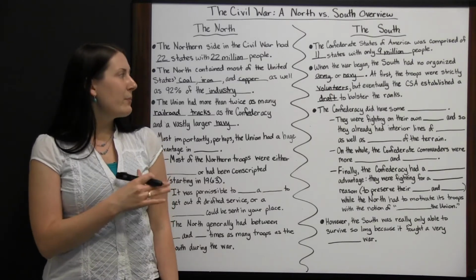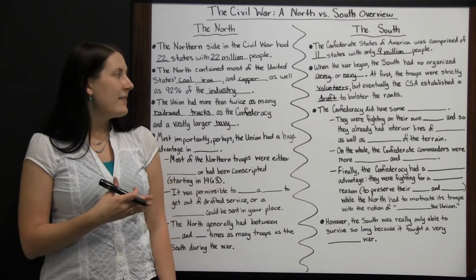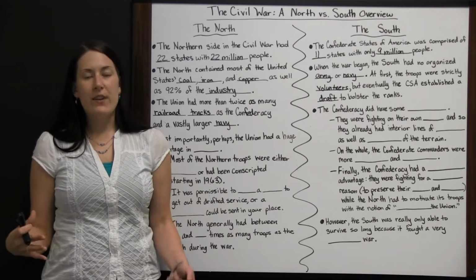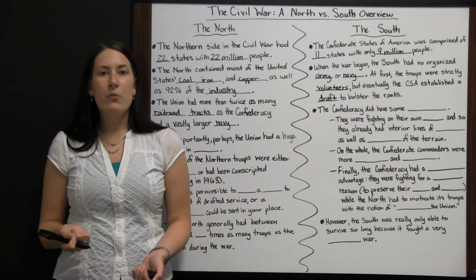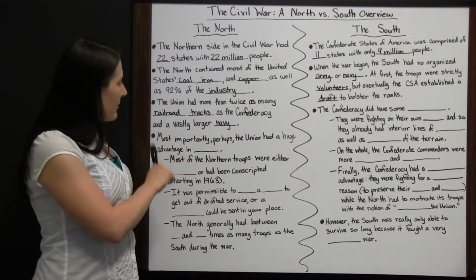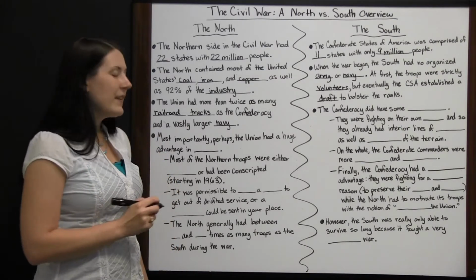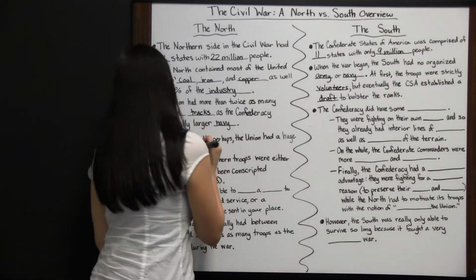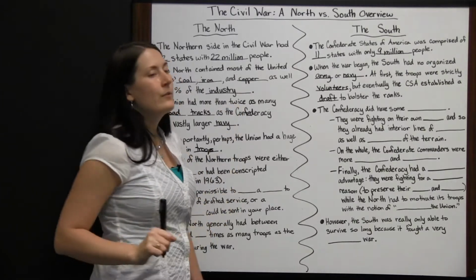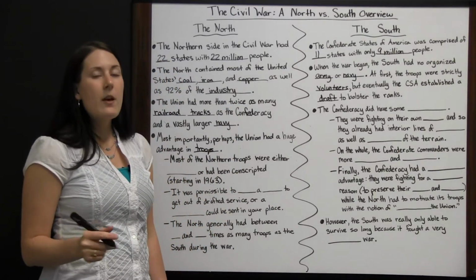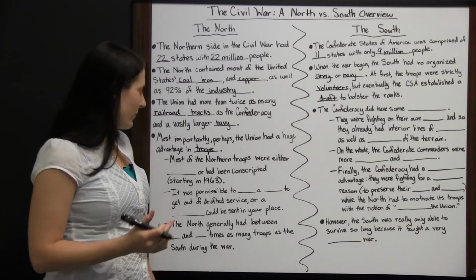Now at first they had strictly volunteers as soldiers, but eventually they did have a draft established to bolster the ranks. They didn't have as many soldiers as they needed, so they had to institute a draft to get more of them. So most importantly, perhaps, for the Union, they had a huge advantage in troops. So we knew already that the North had over twice as many people, but that was also going to mean the North had more troops to actually go and fight the war.